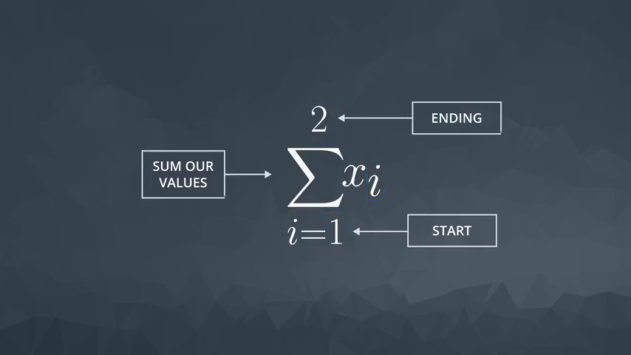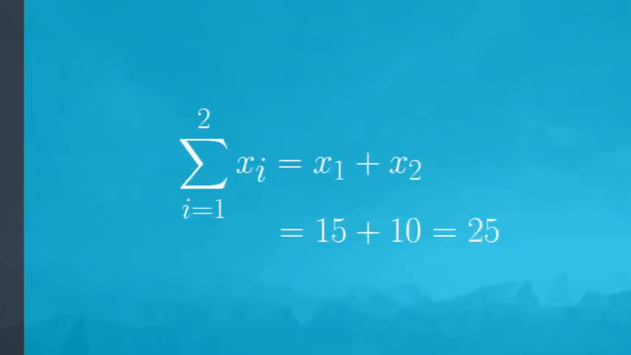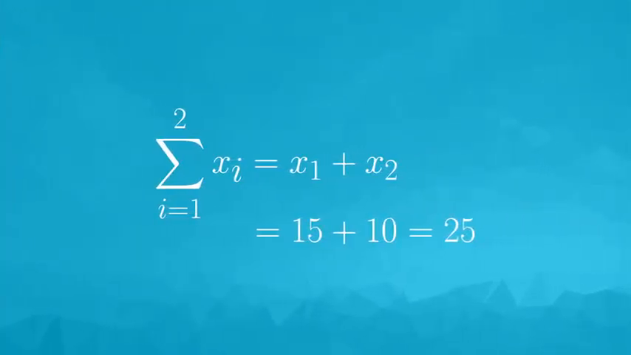The sigma tells us we would like to sum from this bottom value up through all the values until we hit this top value. The new notation with the summation symbol is the same as our original notation of x1 plus x2.